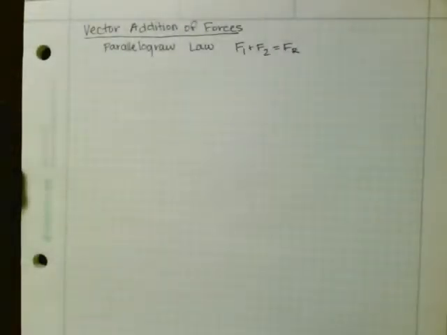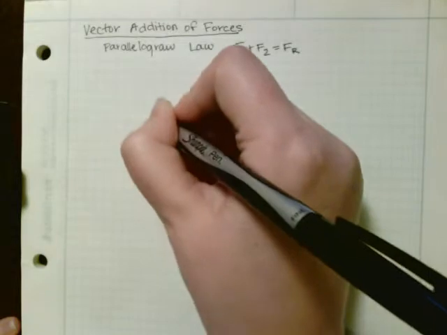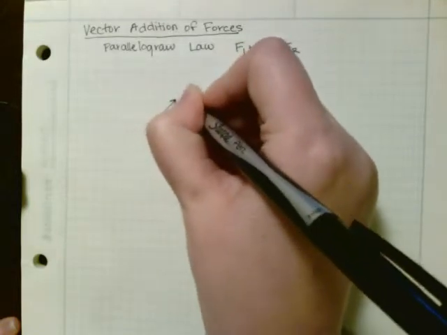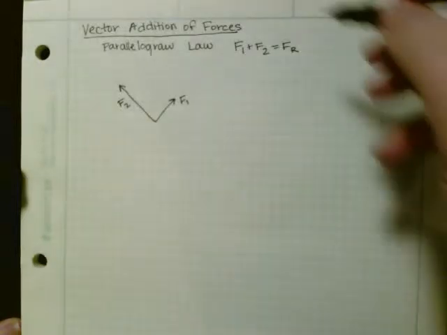All right, we're going to discuss vector addition of forces utilizing the parallelogram law. So basically, if you have F1 and you add F2, how to find the resultant force, or FR. So let's say we had F1 and F2. The parallelogram law basically allows us to draw a parallelogram utilizing these two forces, and the hypotenuse is going to be equal to the resultant force.